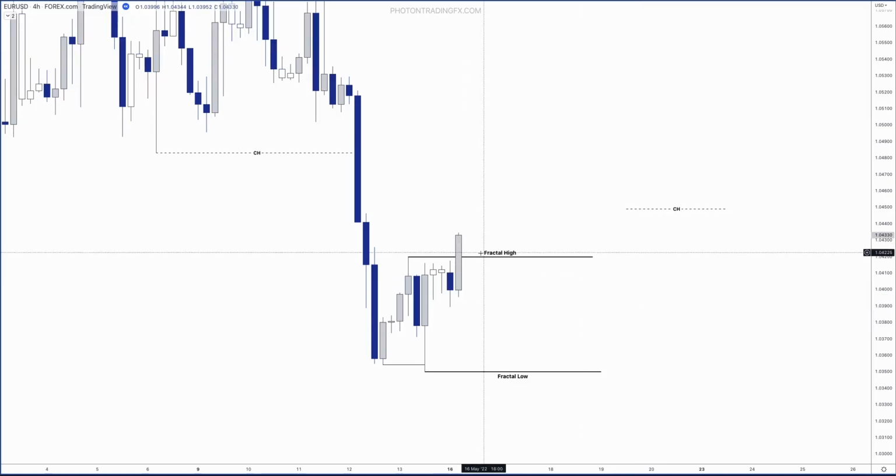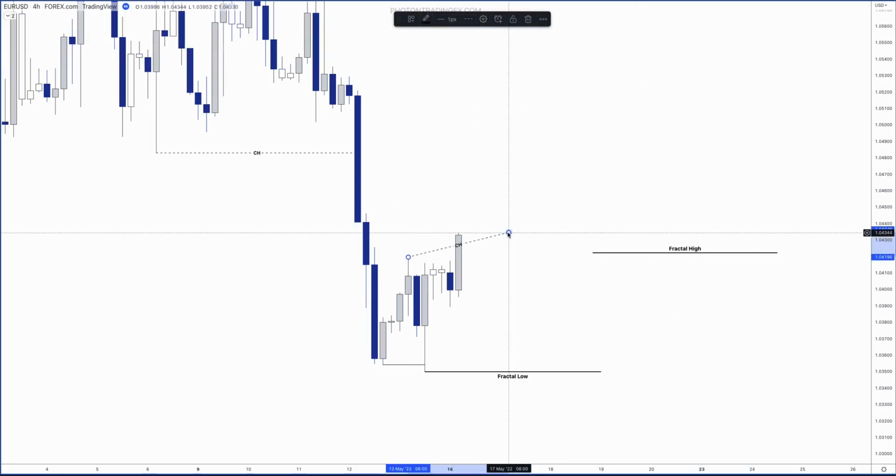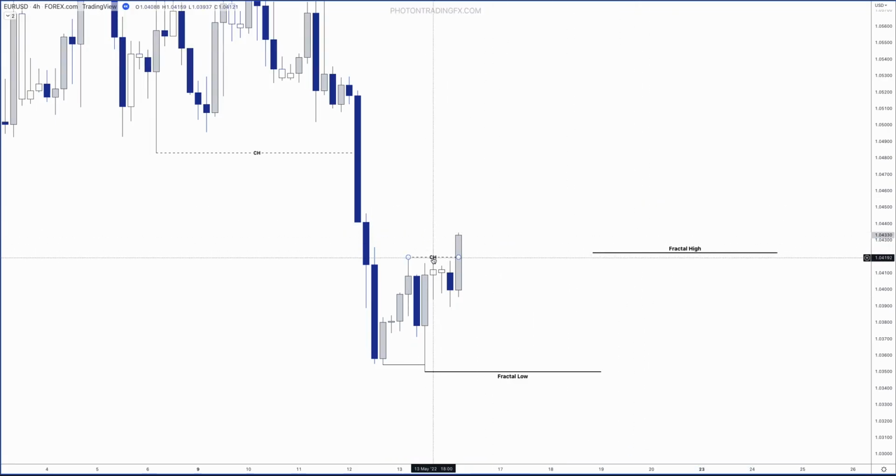Okay, now we have broken the fractal high. So because the fractal structure was bearish and now it's shifted bullish because we've broken the fractal high, what is that break, right? It's a CHoCH, it's a change of character because the fractal structure has shifted from bearish to bullish, right? So that is your CHoCH. I've just shortened CHoCH to CH just to keep it a little bit neater. Okay, so now we've had that fractal break of structure to the upside, which is a change of character, right? Because the fractal structure has shifted trend.